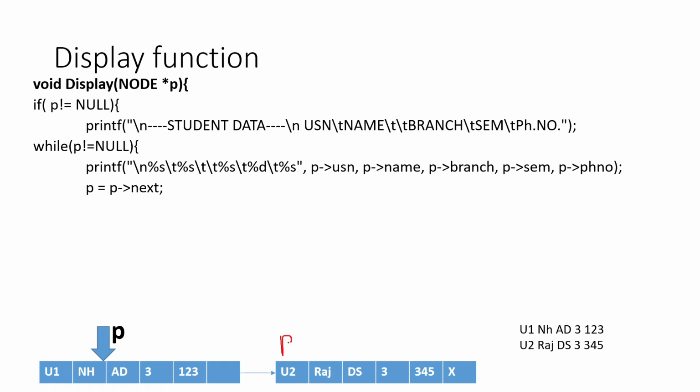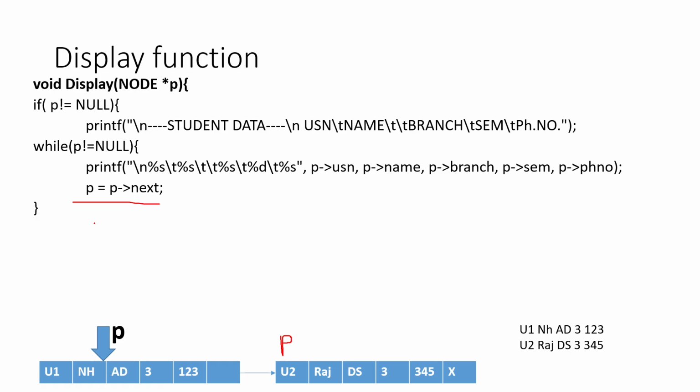Now P should come here. P is P of next. Earlier P is here. P of next is here. That is our new variable P. P is equal to P of next. This is to move that pointer to the next node.